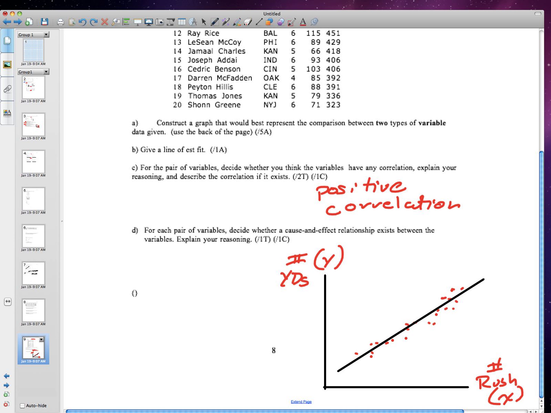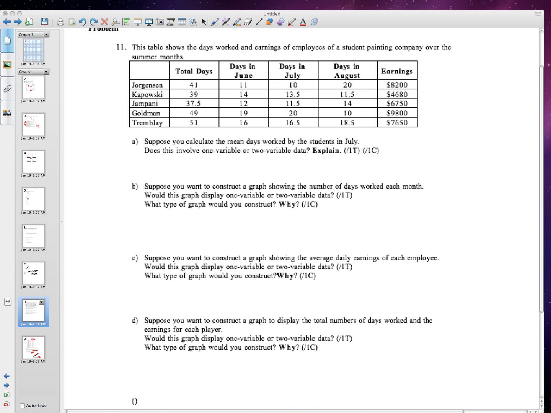Question D. This one is actually a little different. Correlation and cause and effect are two different things. For each pair of variables, decide whether there is a cause and effect relationship between these variables. So, the more times I rush the ball, did it cause me to get more yards? Does one thing cause the other?